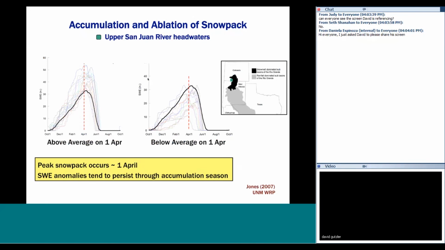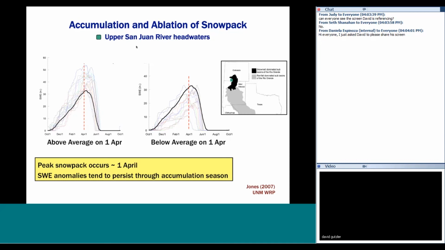And then first, by way of background about snowpack, here's a slide showing what we see in the mountains of southern Colorado for snow accumulation and ablation in the historical record. And the point of these two graphs is to show you that the average snow water equivalent curve over the course of a water year, shown in black, it's the same curve in both panels, tends to peak right about April 1st, and that is the canonical peak snowmelt date in the southern Rocky Mountains.